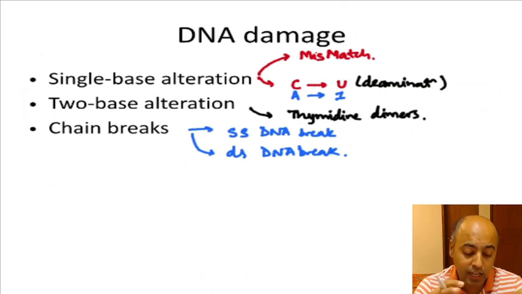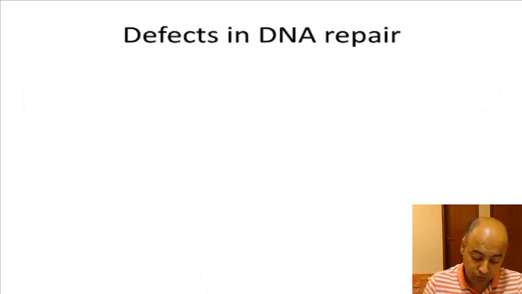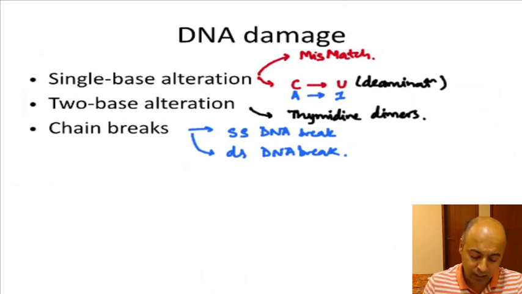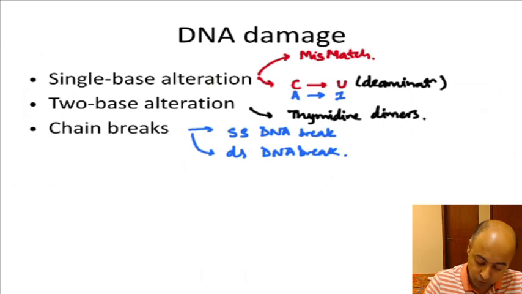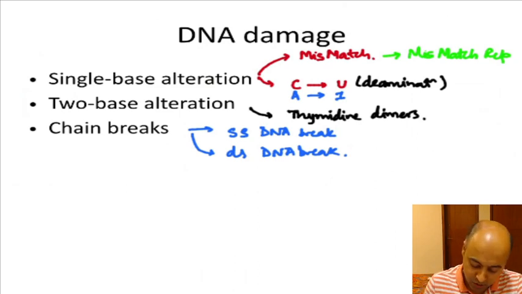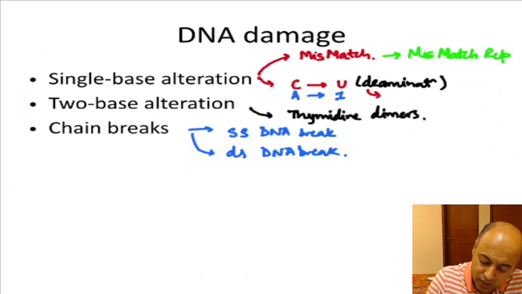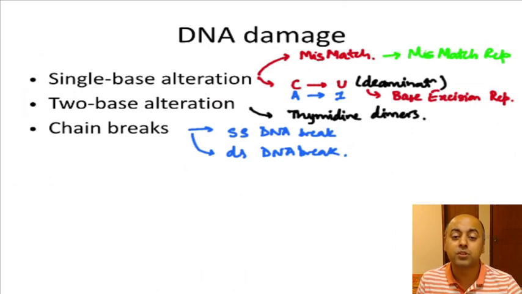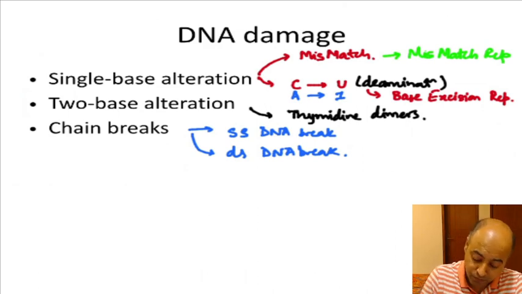For each of the damages, the body has an inherent repair mechanism. So I'll quickly first mention the repair mechanisms, and then we'll talk about associated disorders. For the mismatch, we have what is known as mismatch repair. For the spontaneous deamination, we have the mechanism known as base excision repair. So mismatch repair for mismatch, base excision repair for the spontaneous deamination. For the thymidine dimers, we have what is known as the nucleotide excision repair.